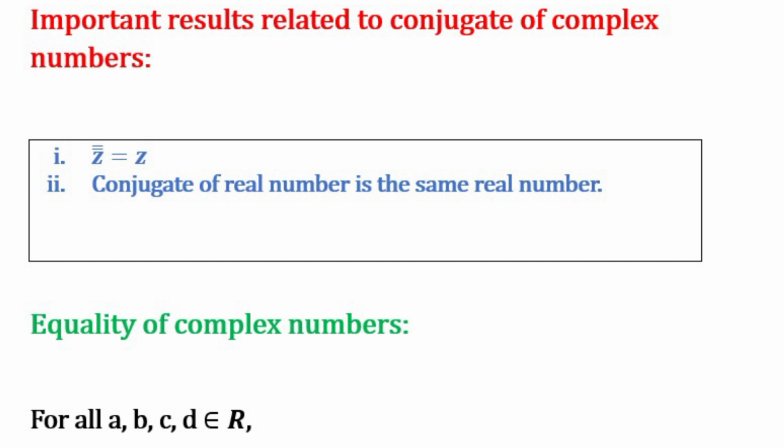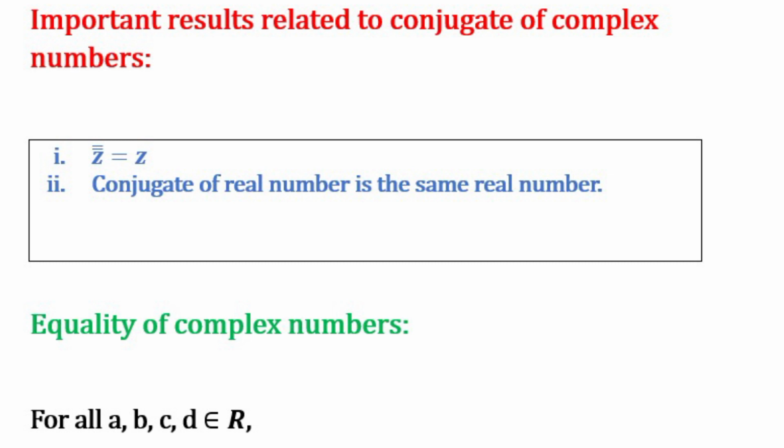Second note, conjugate of real number is the same real number. Let us suppose we have z is equal to 2. Then conjugate will also be z bar equal to 2, because there is no value of iota involved.